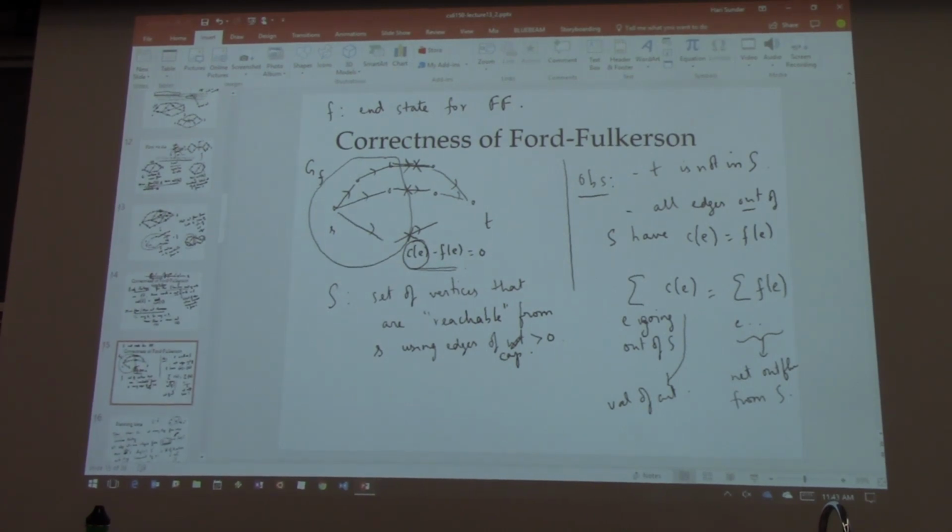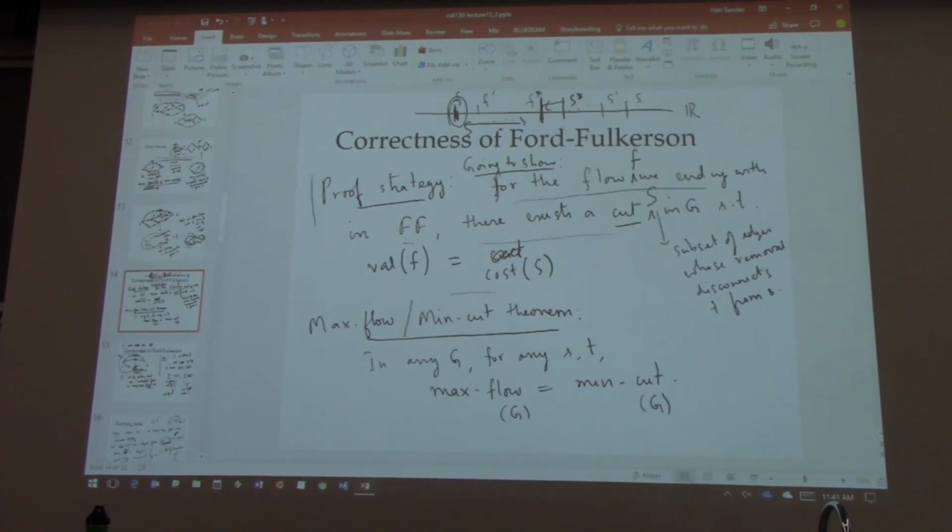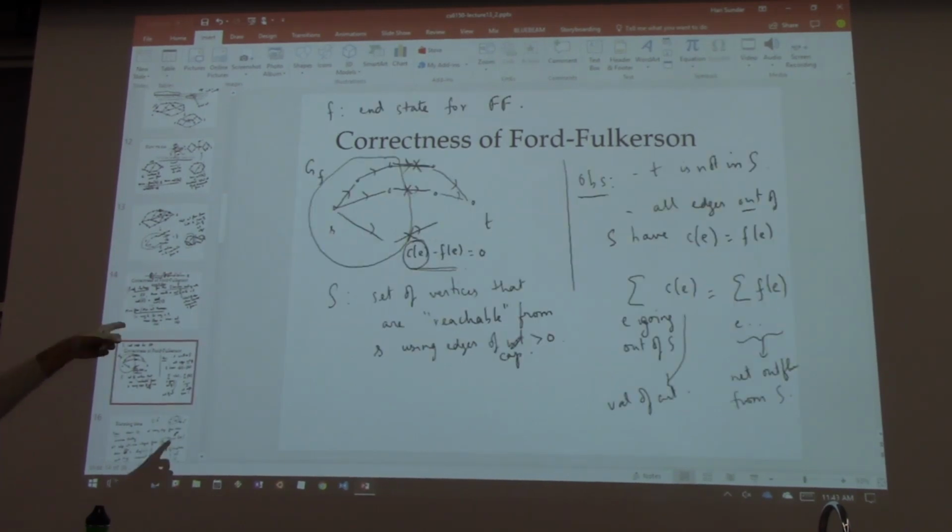So that shows that for the flow that we end up with, there exists a cut, so the value of F equals the value of the cut. And the reason is that all these zero edges have this property that the capacity is equal to the flow. And that's why if I remove those things, the sum of the flows is equal to the sum of capacities, and that's the net outflow.